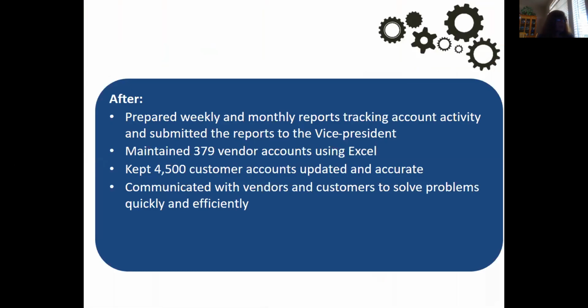So instead, this is created: prepared weekly and monthly reports, same thing it said in the sentence, but they were submitted to the vice president. And the second and third bullets talk about the numbers. So this person maintained 379 vendor accounts and they kept track of 4,500 customer accounts. That's a quantifiable number, so you can get a bigger picture of the responsibility. And then the bottom one is communicated with vendors and customers to solve problems quickly and efficiently. So that's an accomplishment statement, which I'm going to share next.